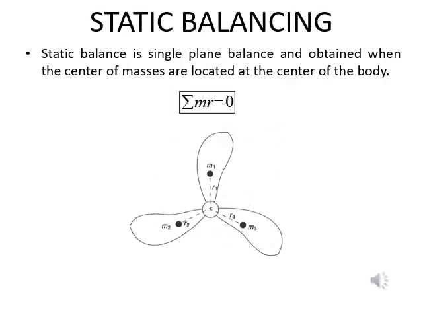In static balance, you have to consider moment because you have masses and then you have distance r. So the masses will move in circular motion at the distance r from the point of rotation. In this case, the total moment should be equivalent to zero. So the summation of mass times r, where r is distance, should be equivalent to zero.